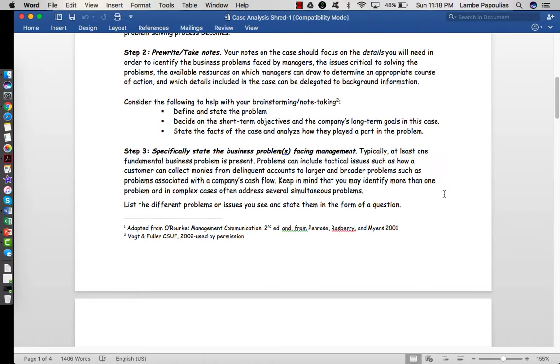Step three, I want you to specifically state the business problems facing management. There's going to be some kind of problem that management faces. Typically, at least one fundamental business problem is present. Problems can include tactical issues such as how a customer can collect monies from delinquent accounts to larger and broader problems such as problems associated with the company's cash flow. Keep in mind that you may identify more than one problem and in complex cases often address several simultaneous problems. And then list the different problems or issues you see and state them in the form of a question.